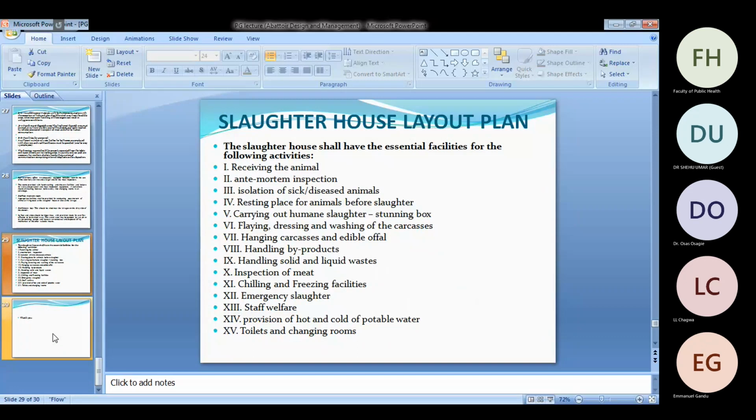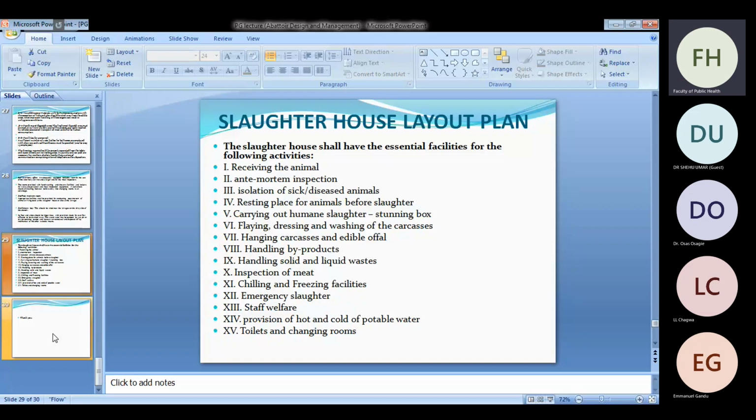Well, I think that will take us to the slaughterhouse layout plan. After this one, I think we'll have a break. Slaughterhouse layout plan, as we said earlier.